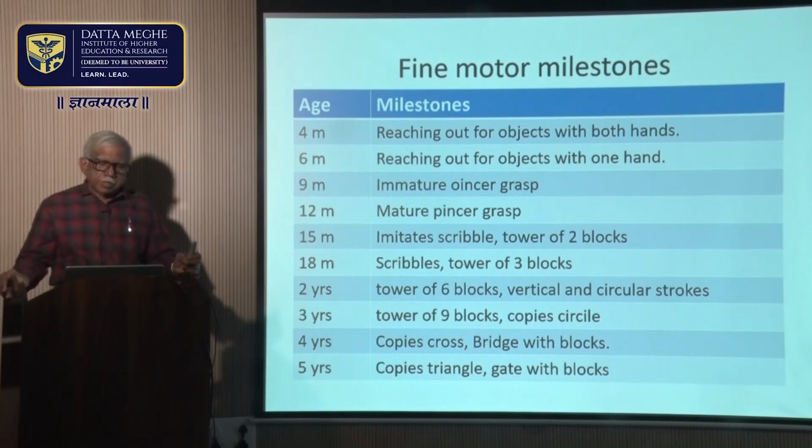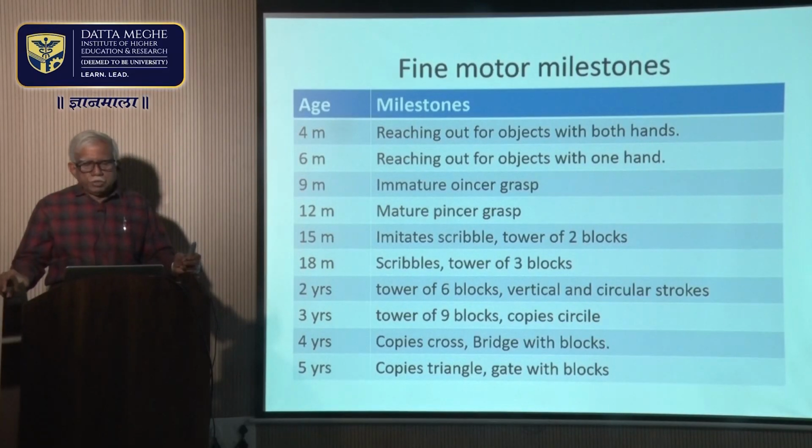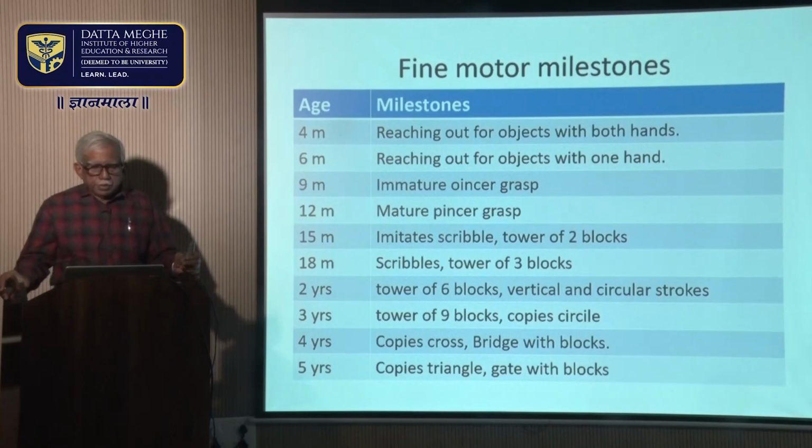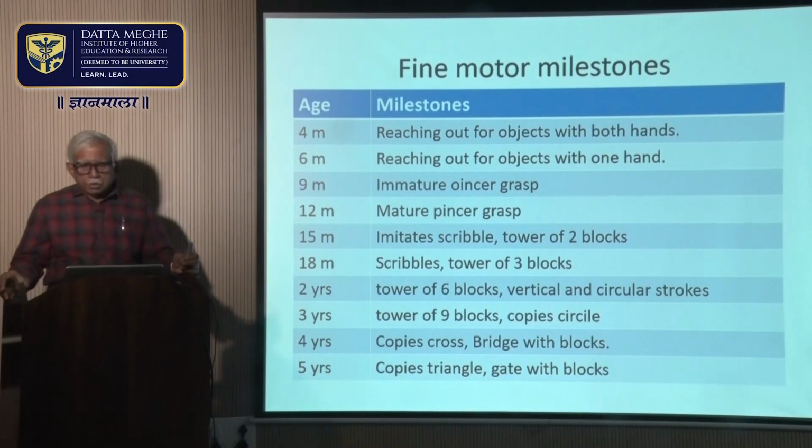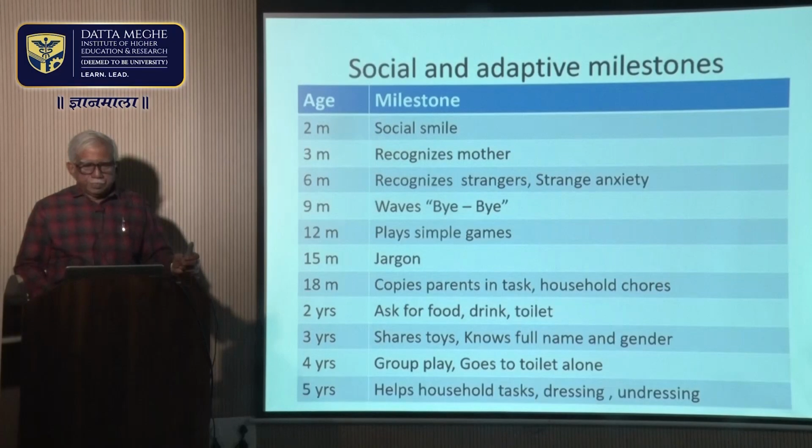At 3 years tower of 9 blocks and copies a circle. At 4 years he can create a bridge with 3 blocks, and he can copy a cross. And at 5 years he copies a triangle and a gate with blocks.